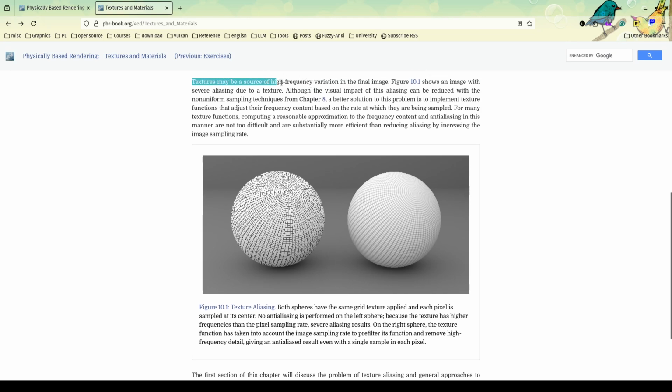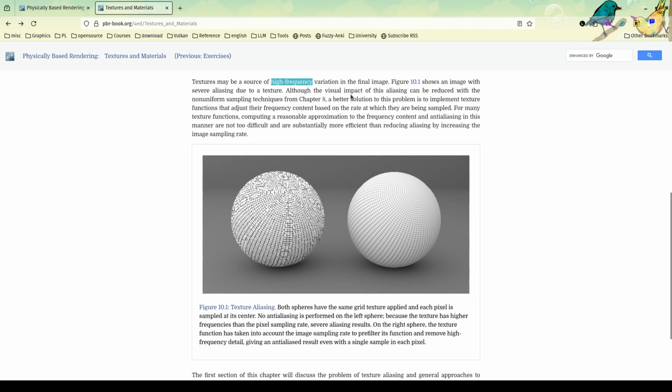So texture may be a source of high frequency variation in the final image. Figure 10.1 shows an image with severe aliasing due to texture. Because the frequency is so high, our sample rates just don't keep up with that high frequency, and that will cause a problem of aliasing like this.